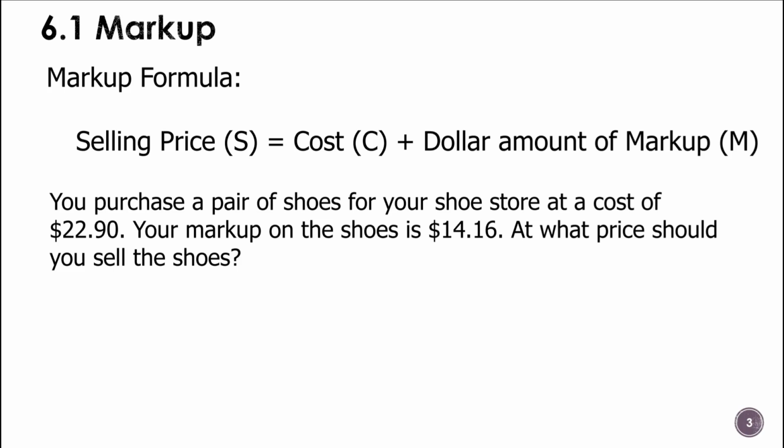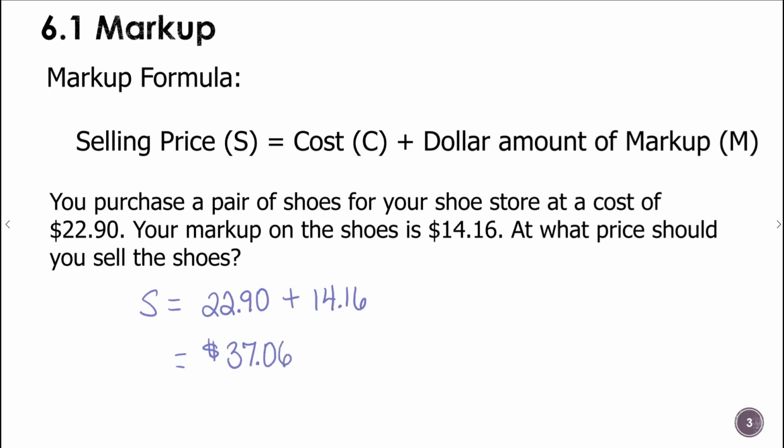Now, this is a simple way to look at markup, and we've got to work on some things that are more complicated. But basically this says you purchase a pair of shoes for your shoe store at a cost of $22.90. Your markup on the shoes is $14.16. At what price should you sell the shoes? Well, we're simply going to add the cost, $22.90, to our amount of markup, $14.16, and let me write this out. That would be the selling price, S, and the selling price in this case is $37.06.